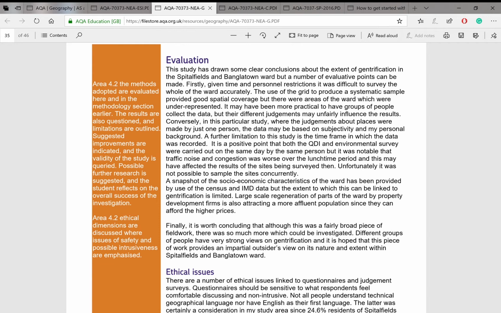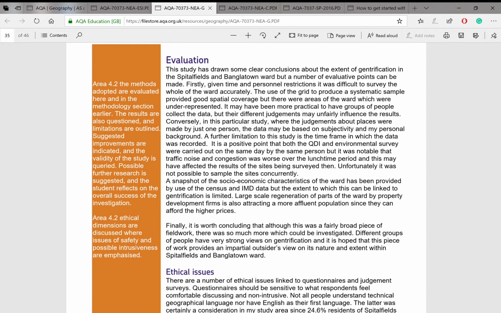Okay, so they talk first of all about their sampling strategy. It's always good to evaluate, to pick apart the negatives and the positives, the pros and the cons of your sampling strategy. So they went for systematic sampling with the use of a grid, and they said that it provided a good spatial coverage, but there were areas of the ward which were underrepresented.